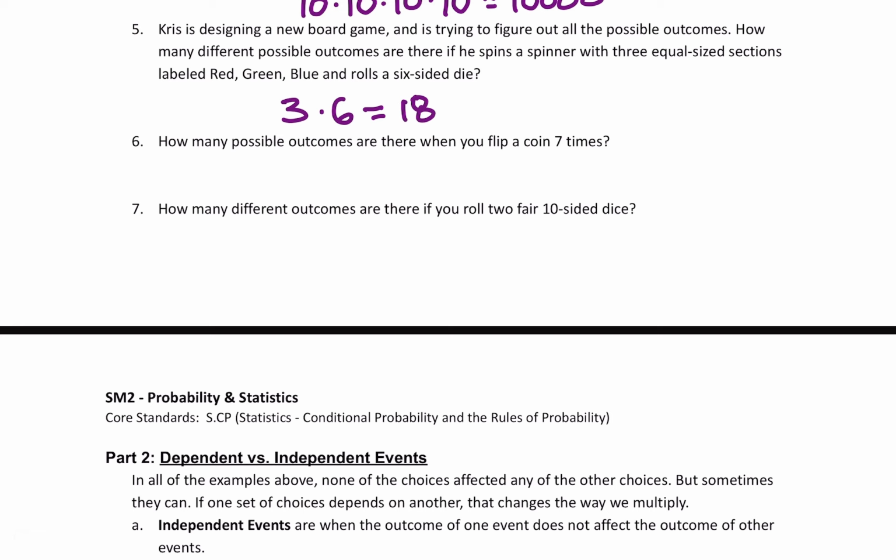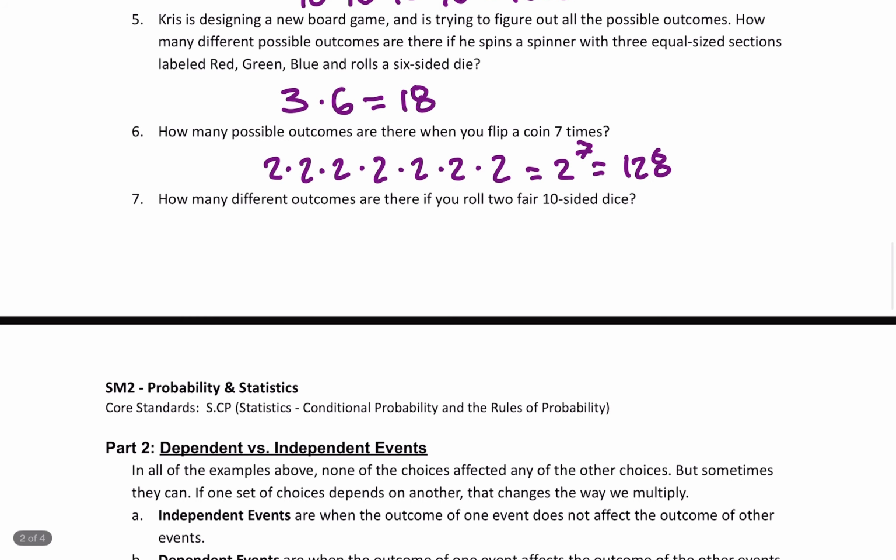So how many possible outcomes are there if you flip a coin 7 times? Well, I'm going to flip a coin once. I can either get heads or tails, so 2. I'm going to flip it again, heads or tails. And every time I flip that coin, it's either going to be heads or it's going to be tails. So I've got 7 different things here. We can either put that into the calculator or we can do 2 to the 7th. They'll both give us the same answer, which is 128 different outcomes.